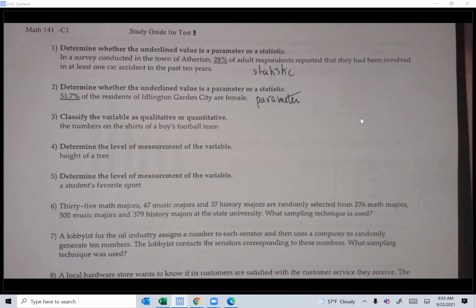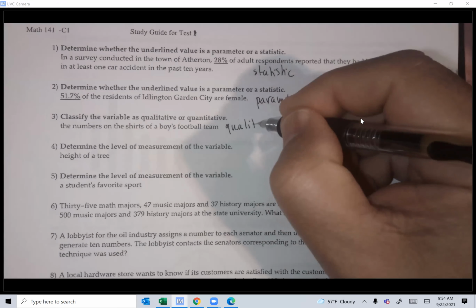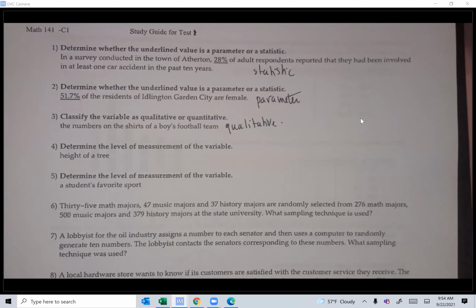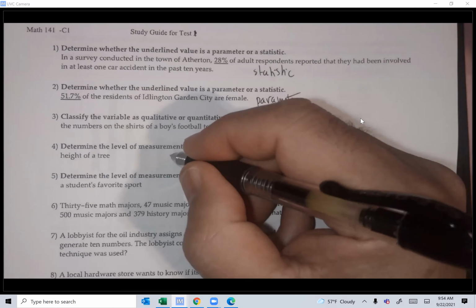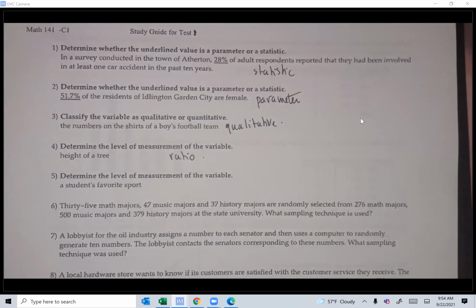Quantitative or qualitative: the number on the shirts of a boys football team. It's a label, guys, so that's qualitative. You see, that was in your assignment, and then it is in the study guide. Height of a tree, ratio. Height, weight, age, money, all ratio, guys. Except for temperature, that's an interval, because 0 means something there.